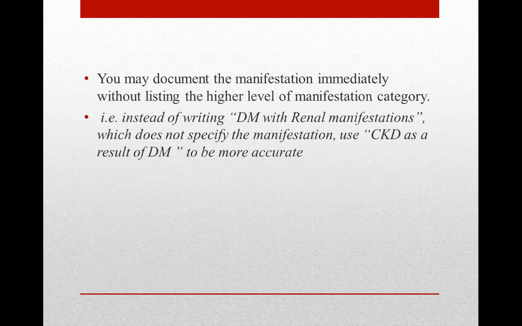Now, when you document the manifestation, you can document it without listing the higher level of manifestation category. So instead of writing diabetes with renal manifestations, which doesn't specify the manifestations, you want to use chronic kidney disease as a result of diabetes to be more accurate.